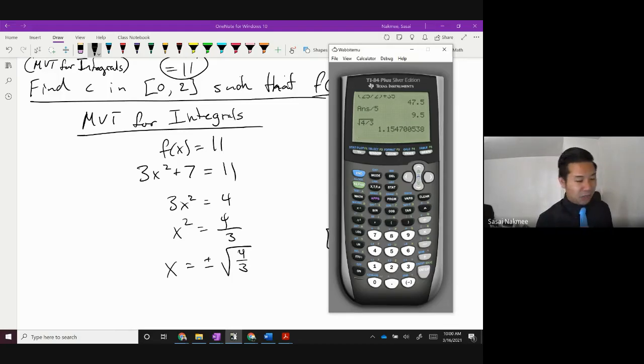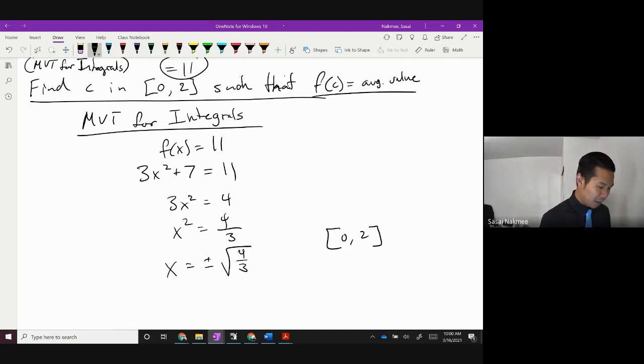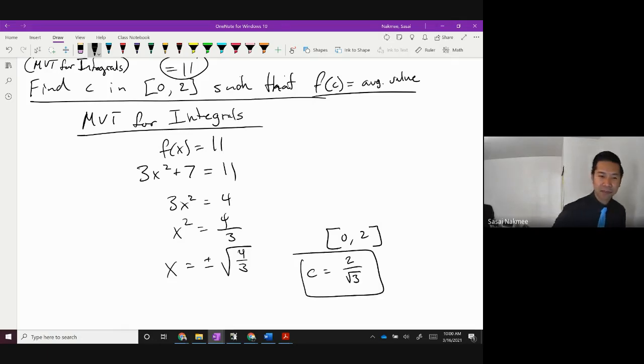1.15, and that is between 0 and 2. So in this particular case, c is equal to positive the square root of 4 over 3. Or if you don't mind, I'm going to write it as 2 over the square root of 3. And that would be it. That's the mean value theorem in a nutshell. And the mean value theorem comes from finding the average value of a function. Just like in the past, with the mean value theorem for derivatives, the main thing was to prove that that point exists. For integrals, it's the same thing.